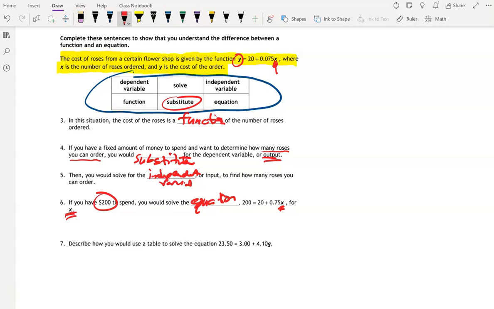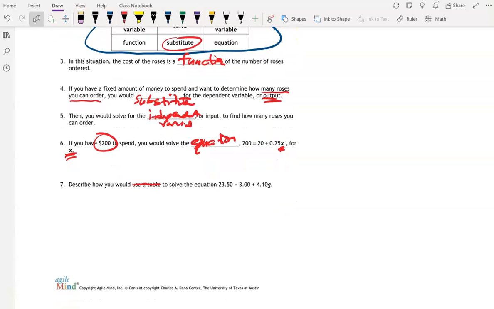Now, we're not going to worry about how we'd use a table to solve the equation. 23 plus 23.50 equals $3 plus 4.1 G. Let's say that this is related to bowling. Okay, bowling. And so you're going to go bowling, and you spent a total of $23.50.